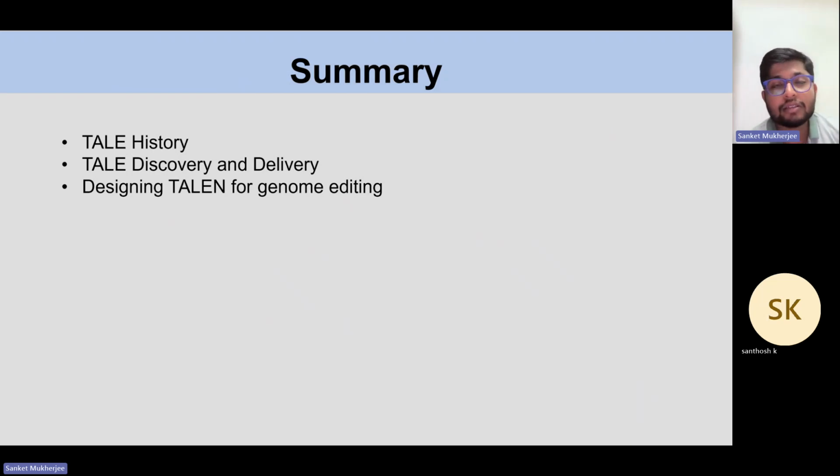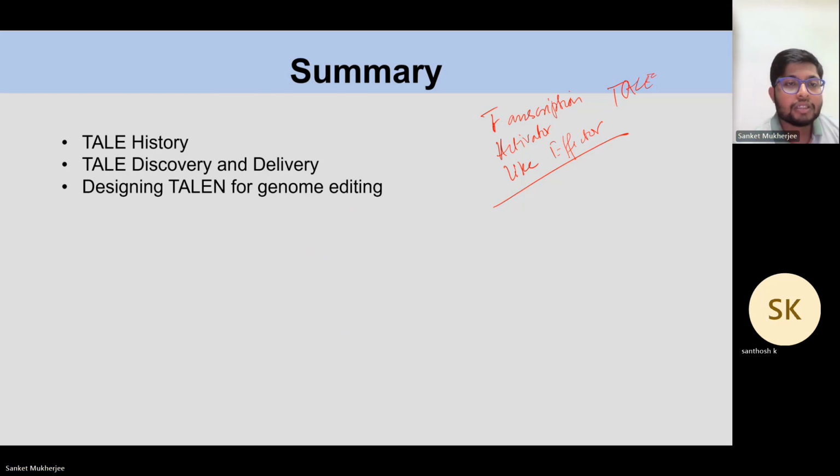A brief idea about this week's lecture: it is about TALEs, or transcription activator-like effector molecules. We'll discuss a little bit about their history, how they were discovered, and the delivery methods, which remain the same as we have already discussed for zinc finger nucleases.